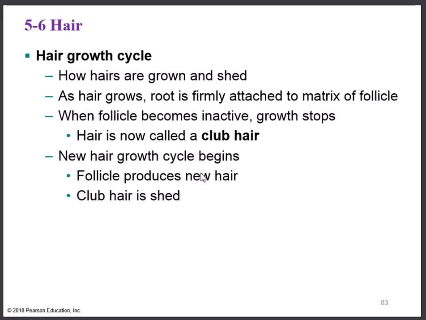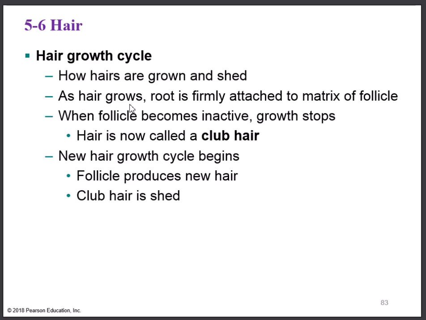Now, our hairs, let's say the hair on our scalp, will grow for about 2 to 3 years, maybe even longer. I've heard that they even go up to 5 years, and they'll grow for that period of time, and then they will stop growing for a period of time and then get turned on again. So our hairs actually turn off and turn on as far as hair growth. So the hair growth cycle describes how hairs are grown and shed.